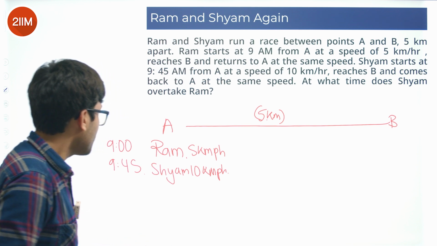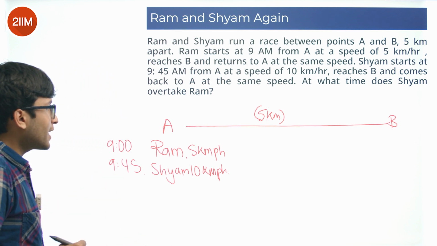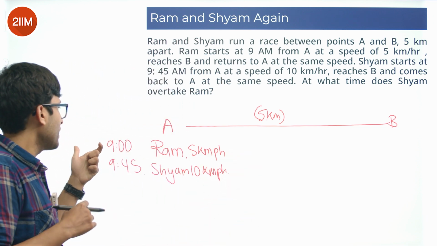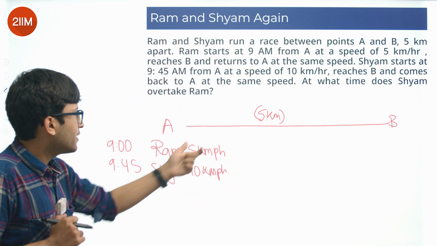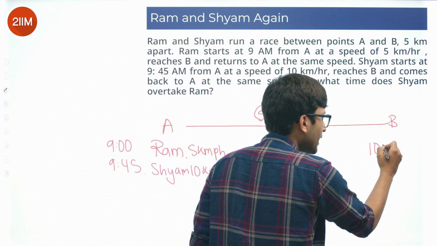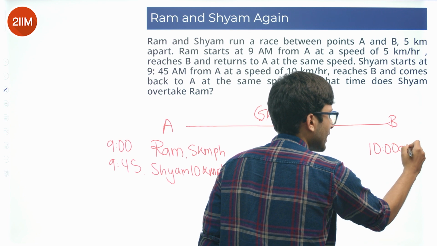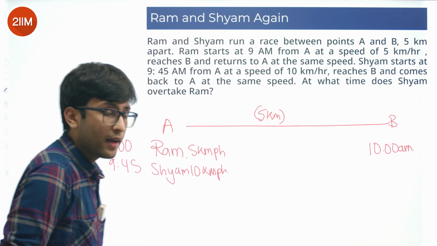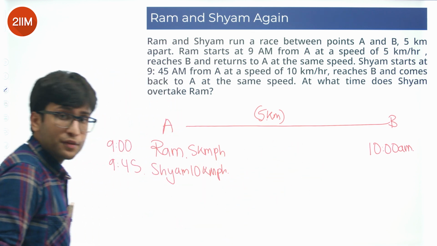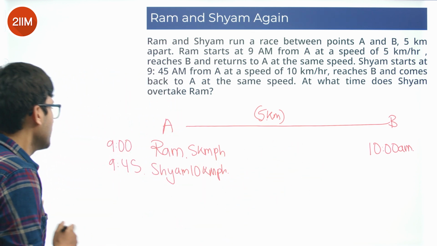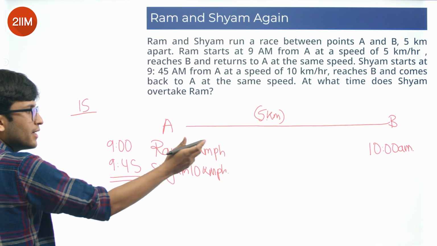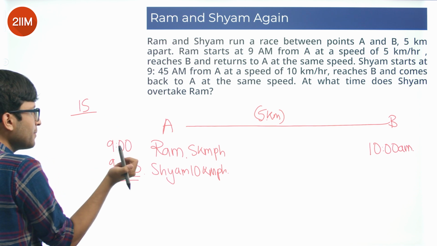This is my question. So first of all, at 9 if they are starting, let me find out when they will reach point B. First of all, Ram. If Ram starts at 9 and speed is 5 kilometers per hour, then Ram will reach point B at 10 a.m. It will take exactly 1 hour for him. In that 1 hour, at 10 a.m., let's find out how much Shyam would have moved. Shyam would have moved only 15 minutes, right?